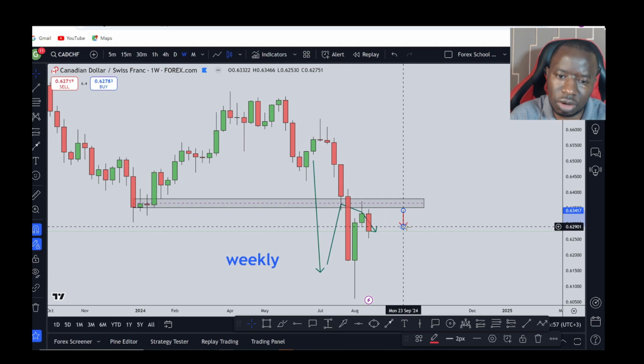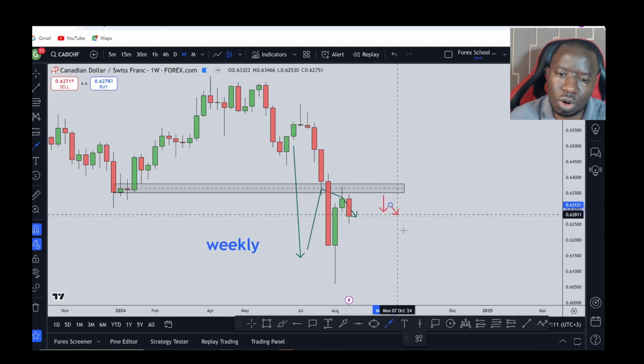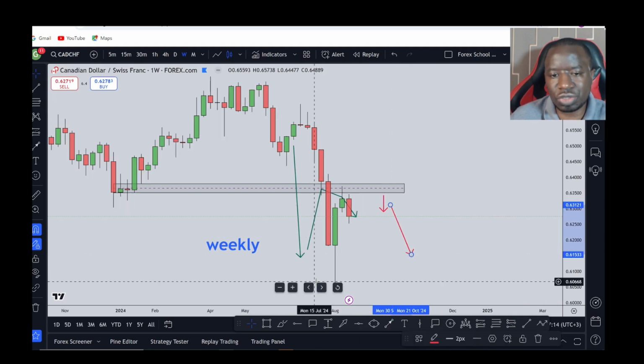impulsive move to the downside, and hopefully we can see more weaknesses within the CADCHF currency pair that allow price to drop to the downside. But as it stands right now, it is clearly bearish, both from a monthly perspective and now, like we are seeing, from a weekly perspective.